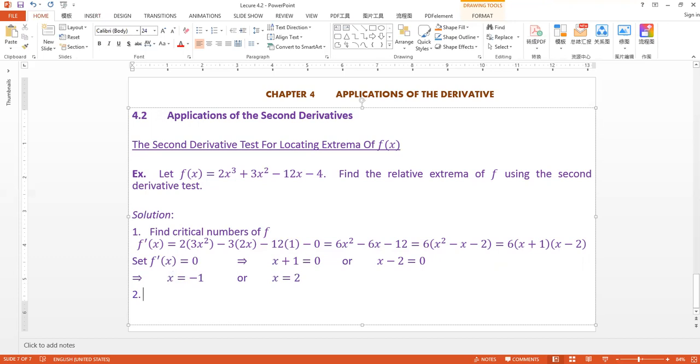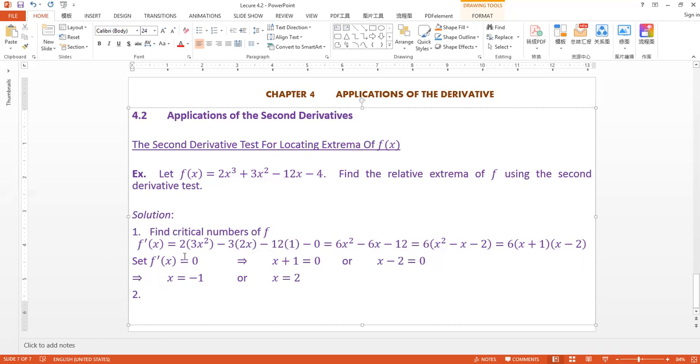We don't use the subintervals. Remember in the first derivative test, we use the critical numbers to split or divide the whole domain of the function into several subintervals, and then we pick a test number in each subinterval and see the sign of the derivative of the function, and then determine whether it's increasing or decreasing. And then we draw the diagram, and we can determine the extrema, whether it's maximum or minimum. But in the second derivative test, we don't have to do all these steps. Instead, we're going to use the second derivative of the function.